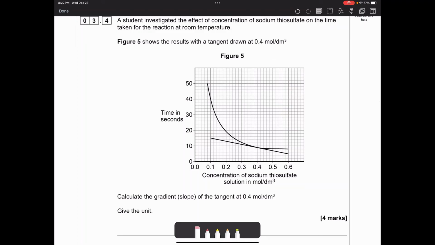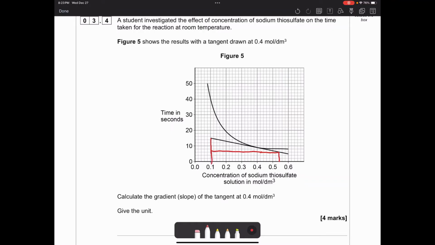A student investigated the effect of the concentration of thiosulfate on the time taken for the reaction at room temperature. Figure 5 shows the results, with a tangent drawn at 0.4 mole per decimetre cubed. Calculate the gradient, or the slope, of the tangent at 0.4. They've given you the tangent pre-drawn. What I would do, if they've given you a tangent, is connect my tangent and make it into a triangle. You don't have to do it the full width. In fact, I'll make it easier on myself and just do it to that point here.